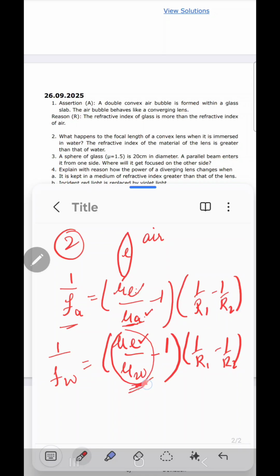So when this is decreasing, as it is inversely proportional to the focal length in water, as this term is decreasing, this term would get increased. So the focal length of the lens in water will increase. Whatever focal length it has in air, it would get increased in water.